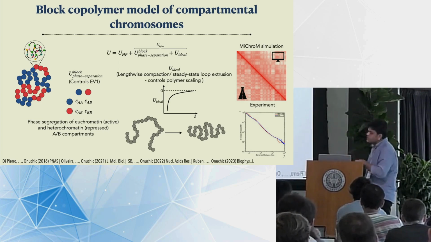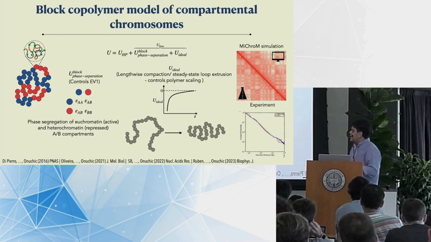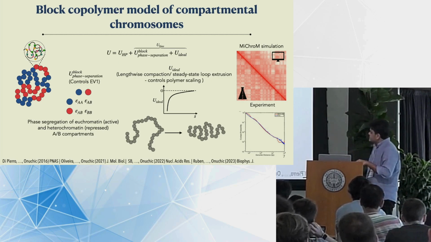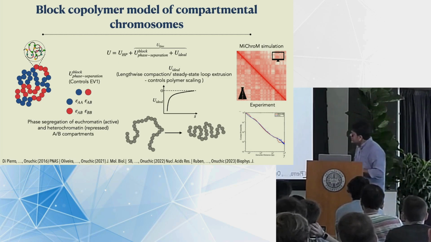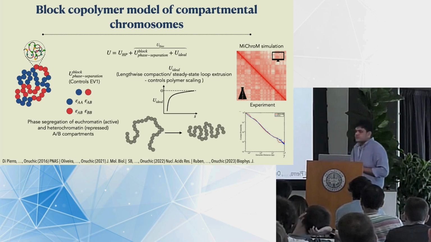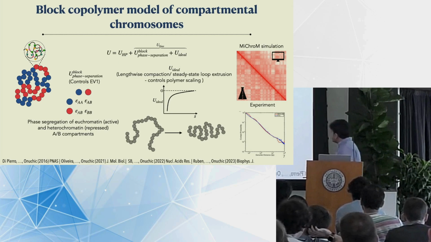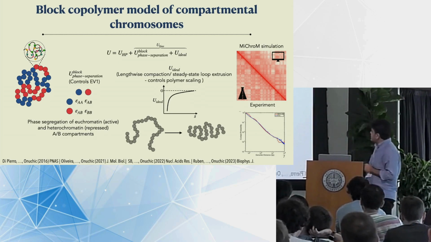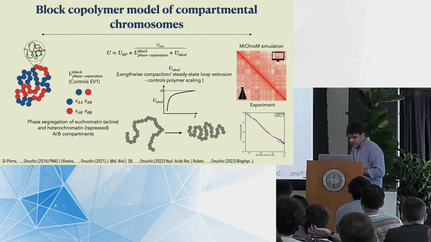It turns out we can actually reproduce the Hi-C map pretty reliably. So these are experiment versus simulation. You can clearly see the checkerboard pattern, and this is the scaling relationship, and you can see the simulations can capture this kind of a scaling relationship. So this brings me to the first part of the tutorial.